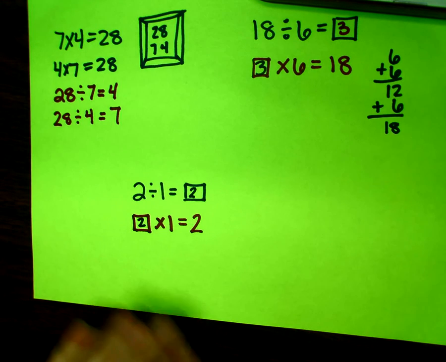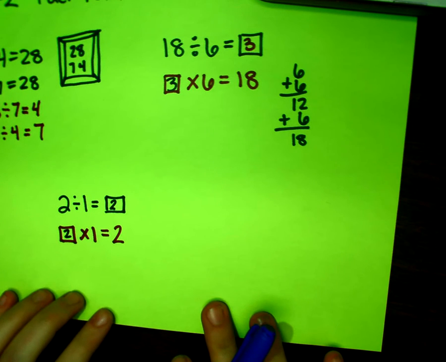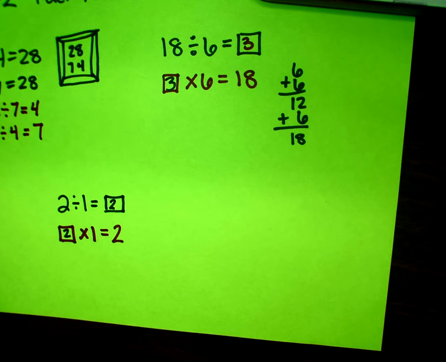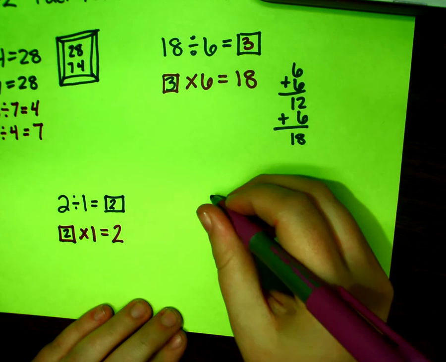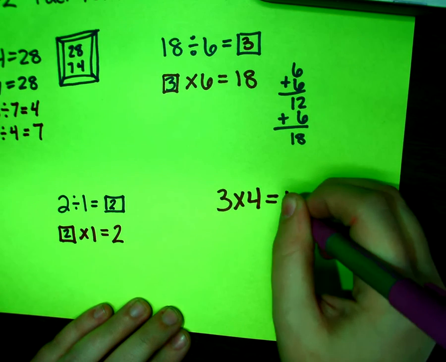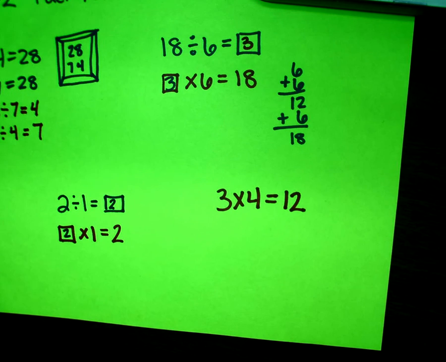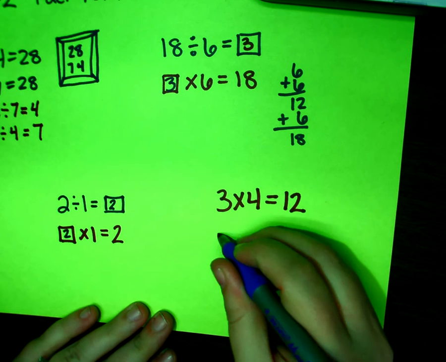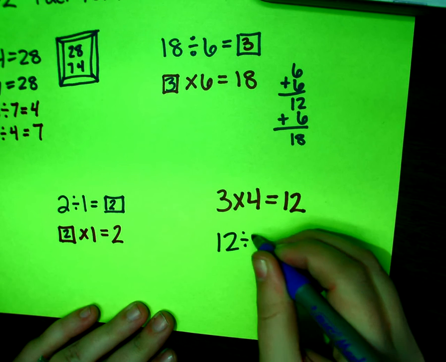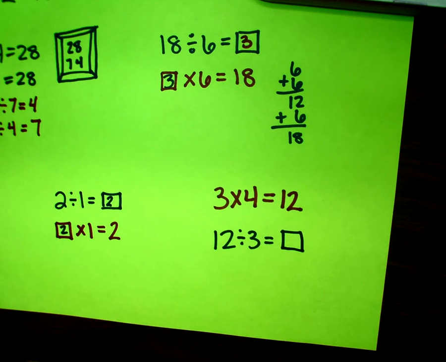This one, I want you to pause the video and try it on your own. I am going to tell you that 3 times 4 equals 12. If you know that 3 times 4 equals 12, you can do 12 divided by 3. Pause the video and give yourself time to figure that out.